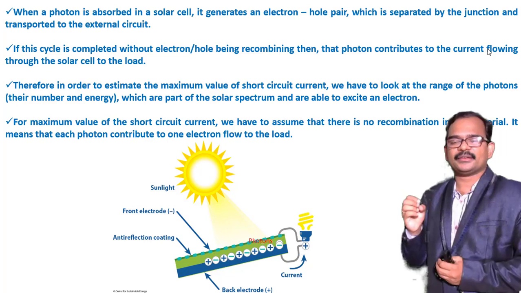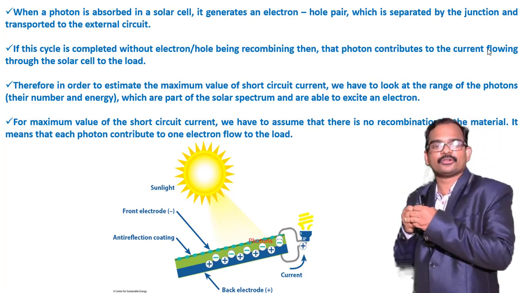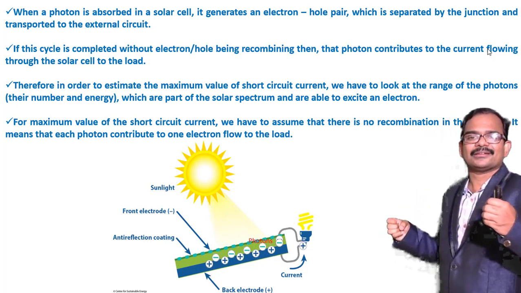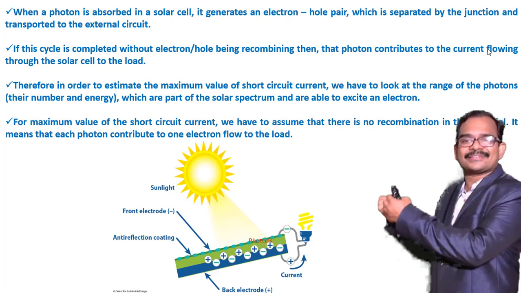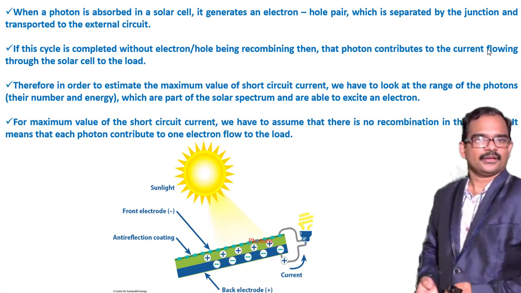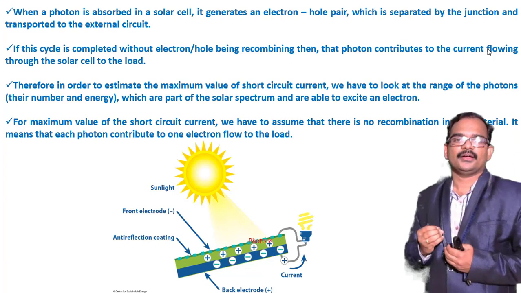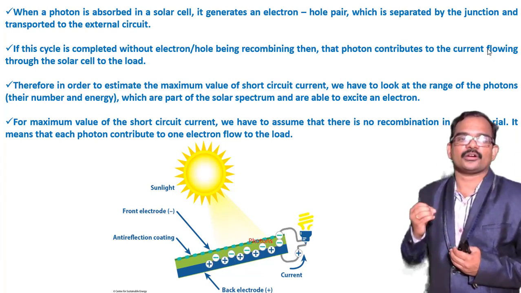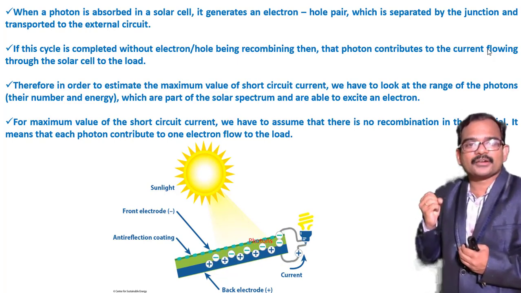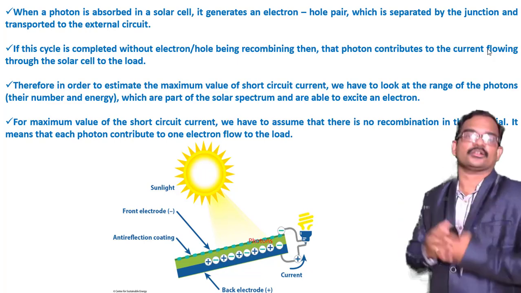The electron-hole pair generated in the first step, if they recombine without separating from each other, then what happens? That electron and hole do not contribute towards electricity and are nothing but a loss. Therefore, in order to estimate the maximum value of the short circuit current, we have to look at the range of photons, that is their number as well as the energy of the photons, which are part of the solar spectrum and are able to excite an electron.